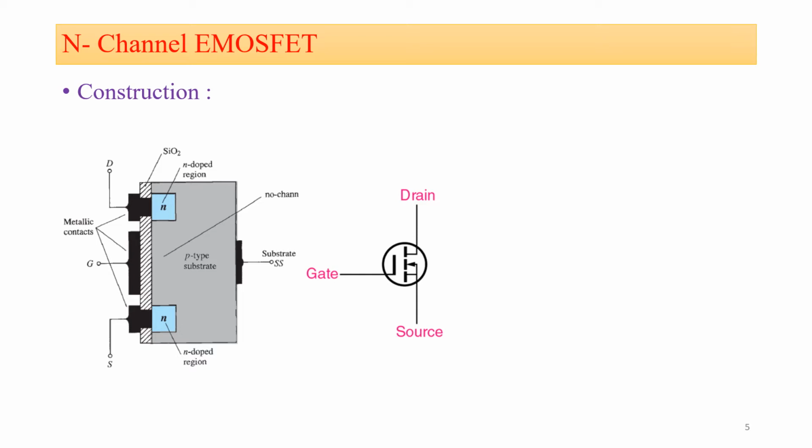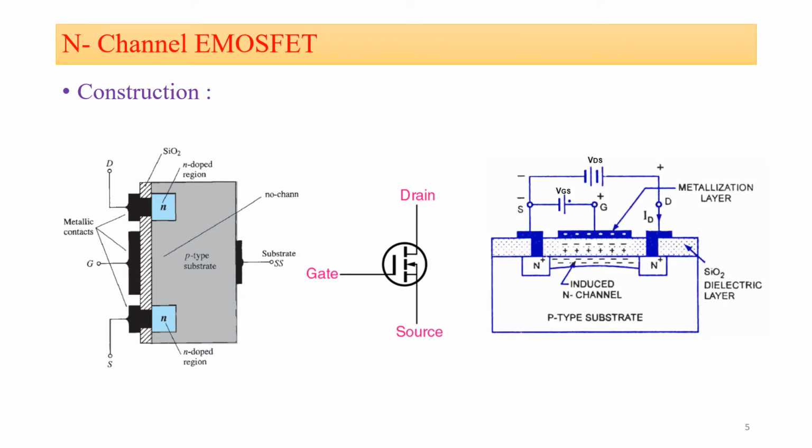Now as there is no channel between the N doped regions, there is no possibility for the drain current, that is ID, to flow. So what is our objective? To flow the drain current, that is ID, we have to enhance the channel by applying a proper value of your VGS, that is gate to source voltage, or by enhancing the channel between the two N doped regions to flow the drain current.